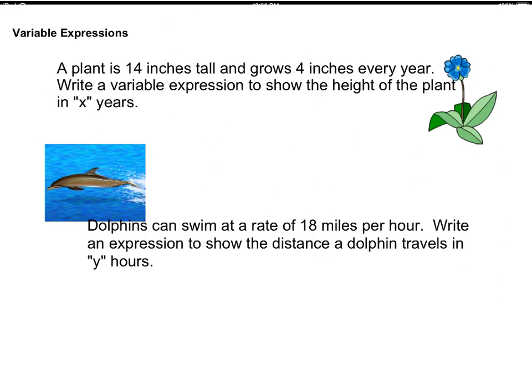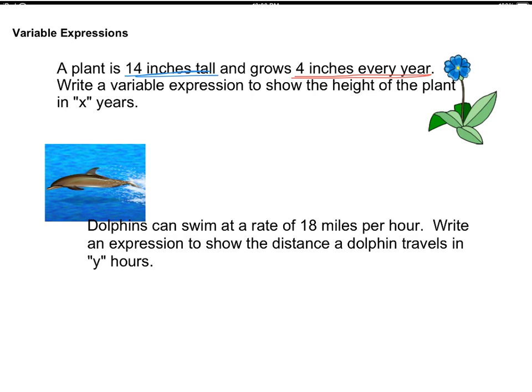Now, let's look at how we might write an expression from a word problem. It says a plant is 14 inches tall. So it's currently 14 inches tall. It grows 4 inches every year. So every year that the plant is in existence, it grows another 4 inches. Write a variable expression to show the height of the plant in X years.